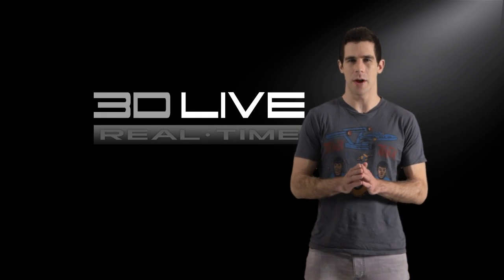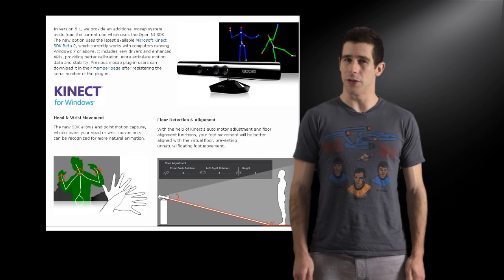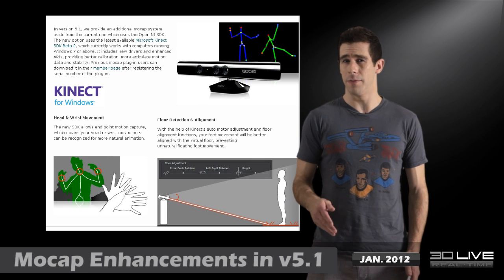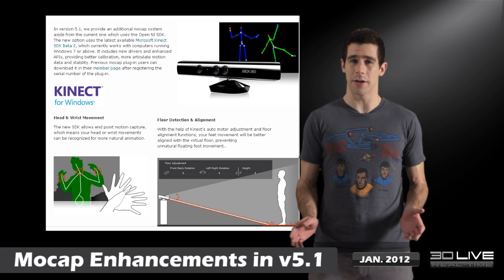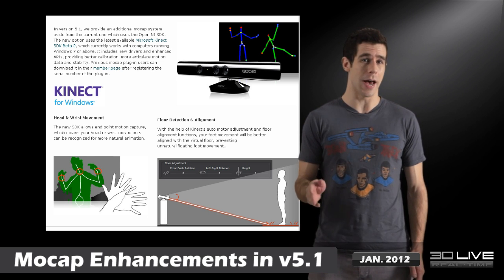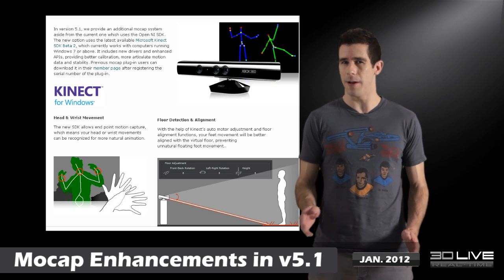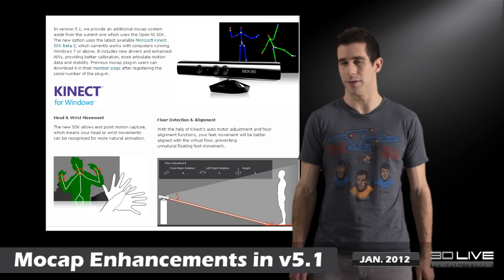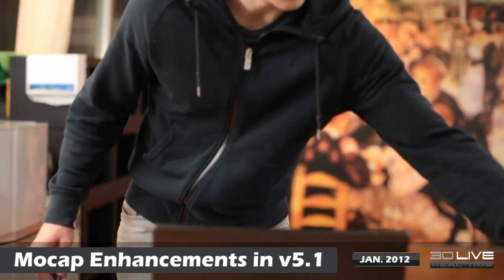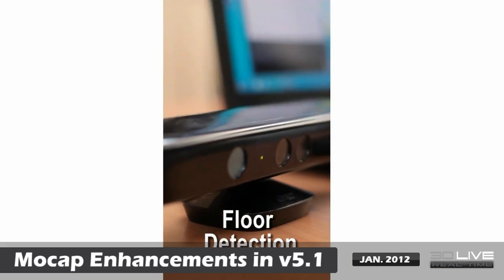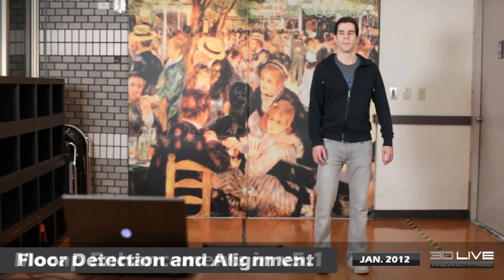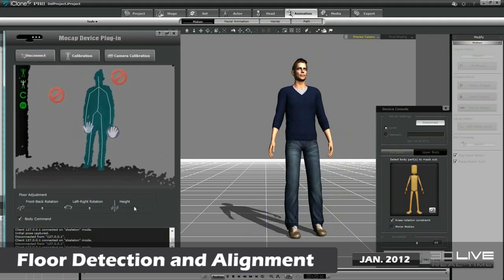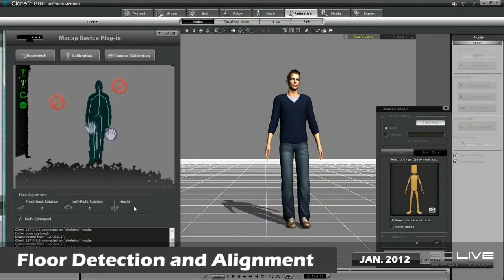Alright, let's talk about mocap improvements first. Reallusion is really dedicated to working on and improving the iClone 5 mocap experience, which is why we're working together with Microsoft using their Connect Beta 2 SDK, which has a much more refined and accurate mocap experience. You'll be able to notice the difference right away with new features like floor detection, head and wrist rotation, and motion smoothing. Floor detection and alignment will drastically reduce the floating effect that occurs during particular movements.